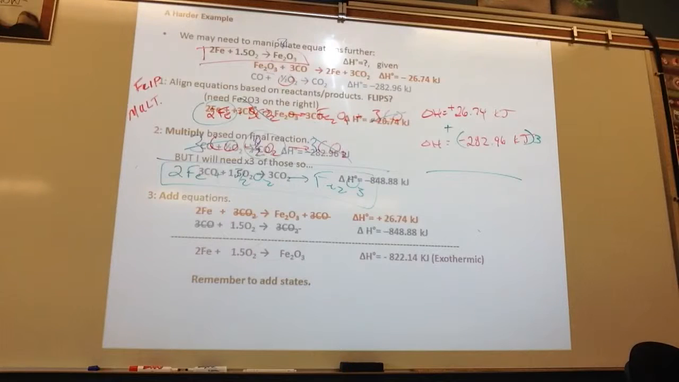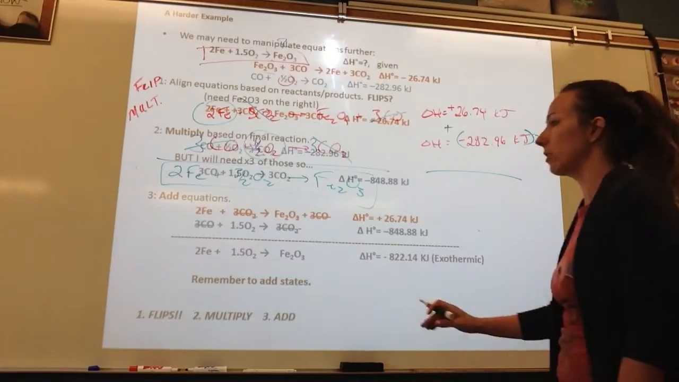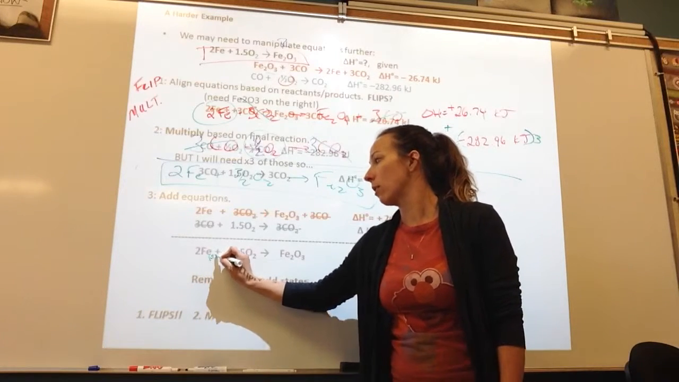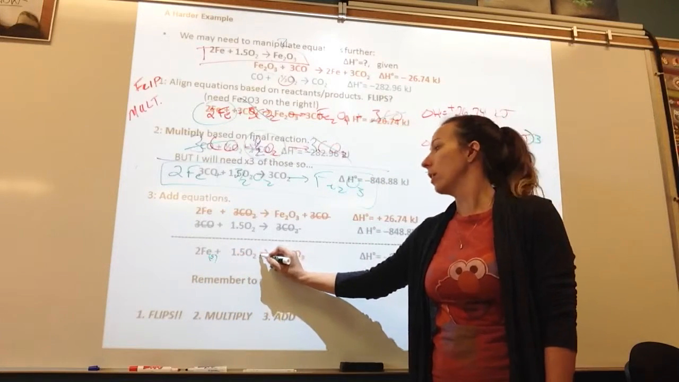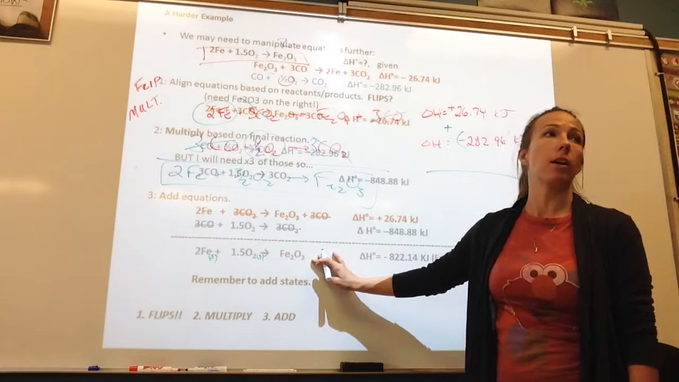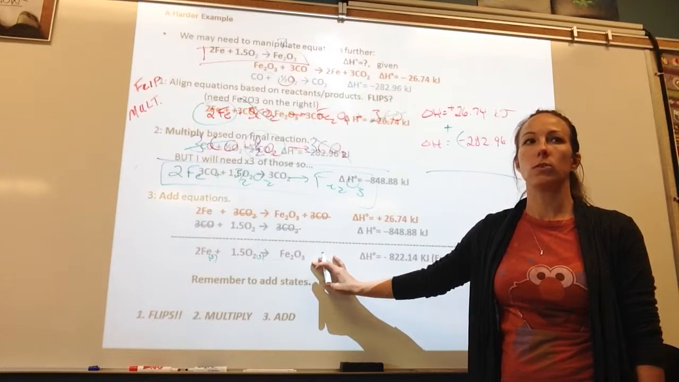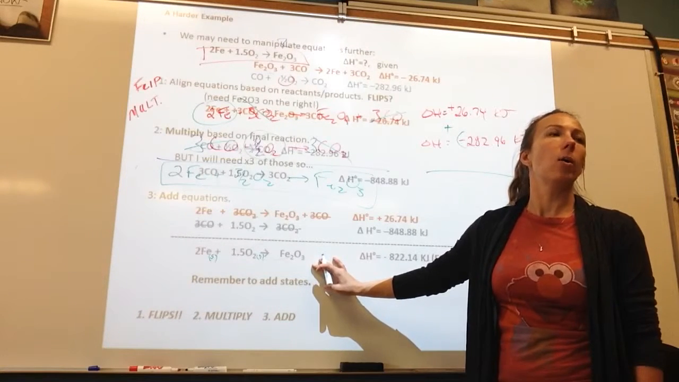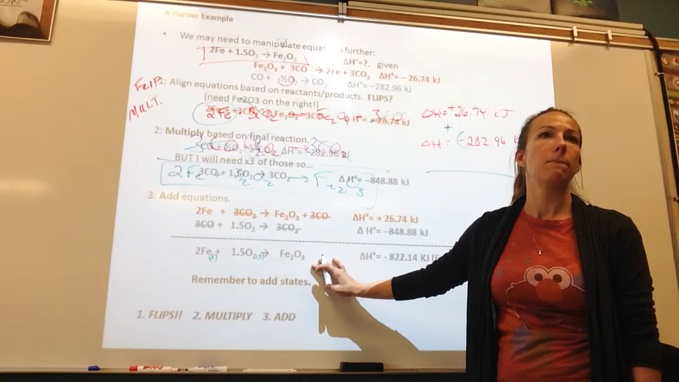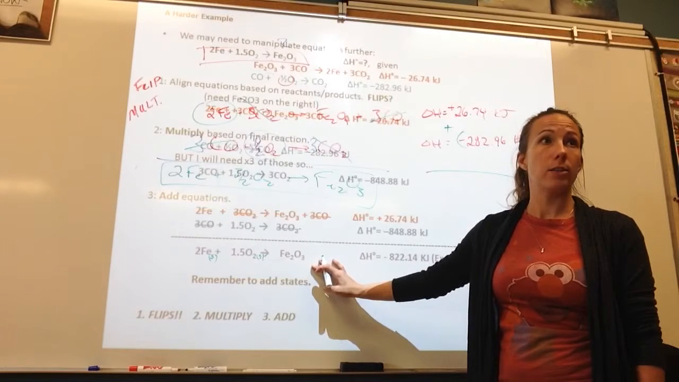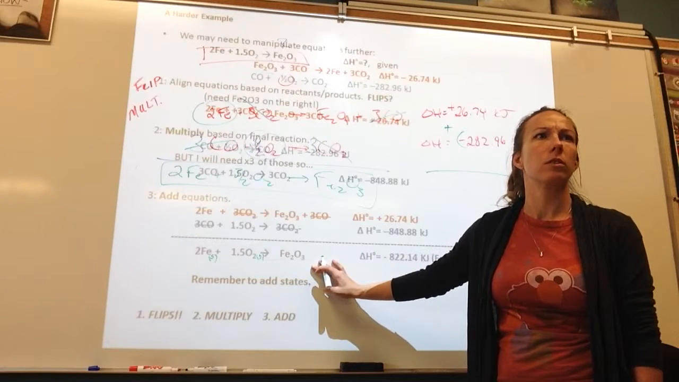Okay? Oh, and then we need to remember states. This gets really important on the next sheet. Okay, so what's the state of matter for Fe? Solid. What's the state of matter for O2? Yes. What's the state of matter for Fe2O3? It always stumps students. What kind of compound is it? Ionic. Ionic compounds are always solid. That's why we call them salts.